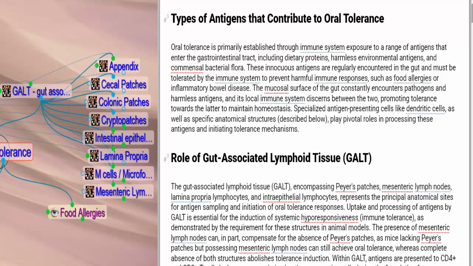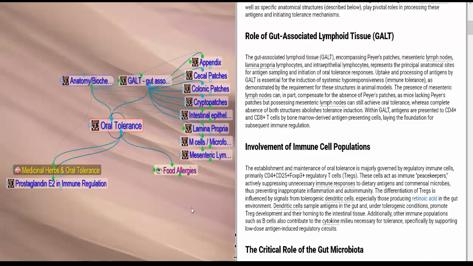Specialized antigen-presenting cells, like the dendritic cells, as well as specific anatomical structures, play pivotal roles in processing these antigens and initiating tolerance mechanisms. So what about the role of GALT? Our Peyer's patches and mesenteric lymph nodes, lamina propria lymphocytes, and intraepithelial lymphocytes represent the principal anatomical sites for antigen sampling and initiation of oral tolerance. Uptake and processing of antigens by GALT is essential.